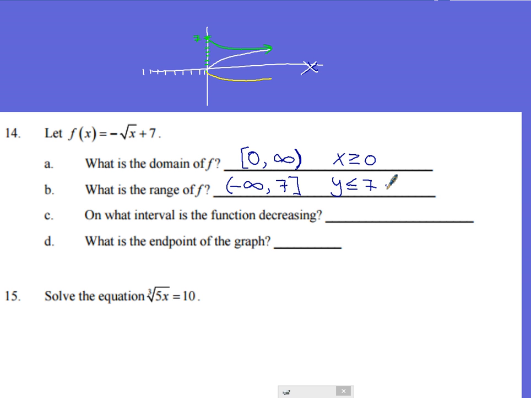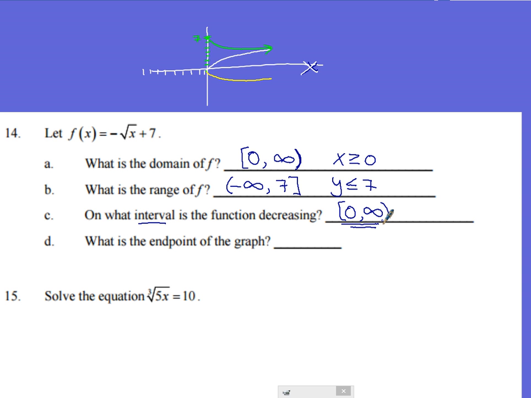On what interval is the function decreasing? Well, we always read it from left to right, and it looks like it is decreasing on the entire domain. But we have to be careful, because a lot of students are tempted to write all real numbers. That would include all of these too, and it doesn't include that. So on all of the domain, it's the same as the domain. You could write it either way. It says on what interval, so I would suggest that interval notation would be the best option here.